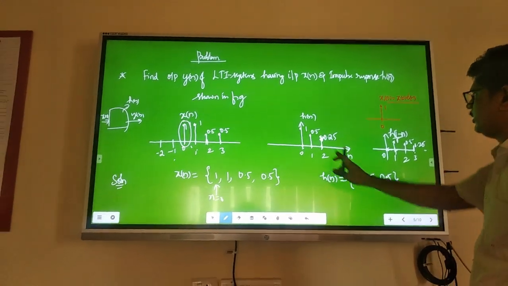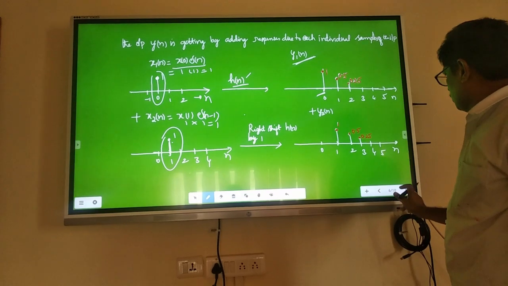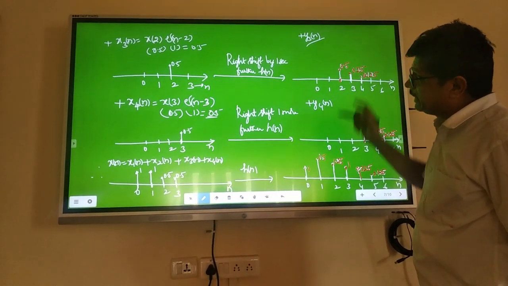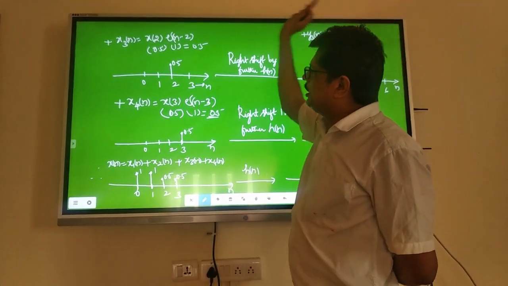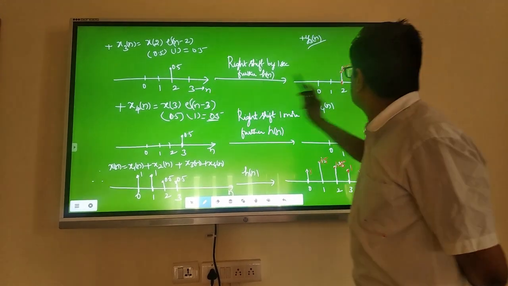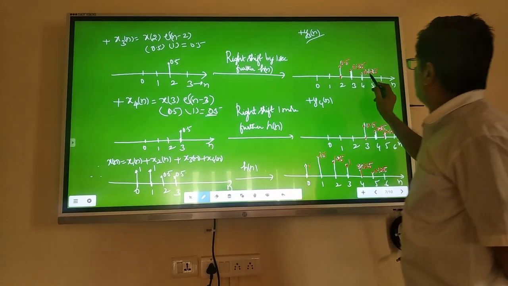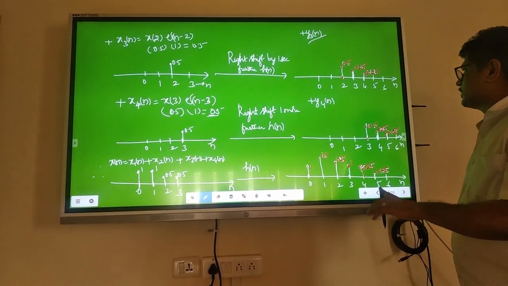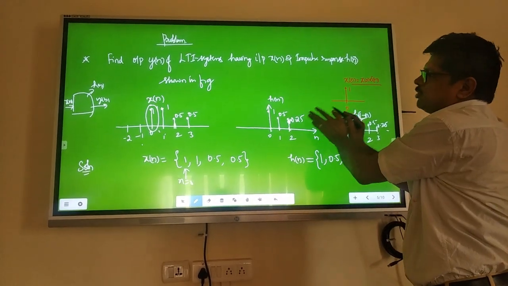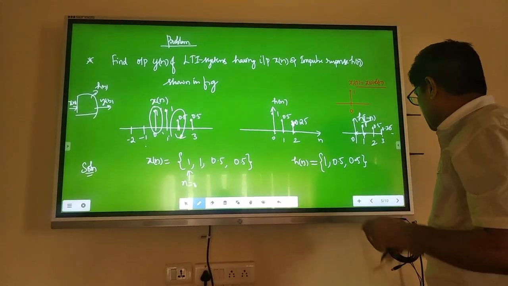What will happen? When you right shift by 1, your sequence starts from 2. Therefore, see, y3[n] is at 2. 0.5 into, here 0.5 is there. 1 into 0.5, 0.5. Then 0.5 into 0.5 is 0.25. Then 0.25 into 0.5 is 0.125. That means, take this shifted pulse by 2, multiply with the individual sample of 0.5.